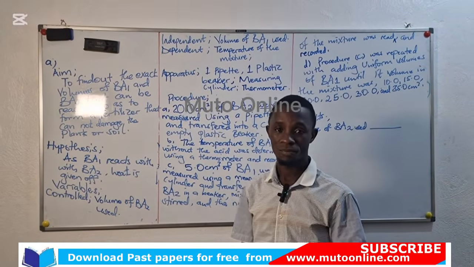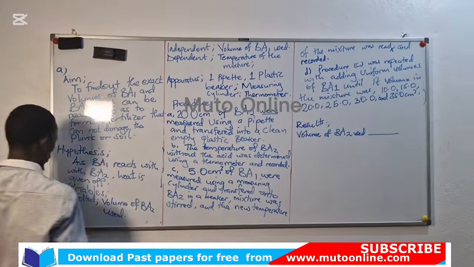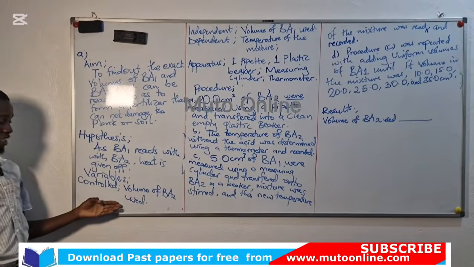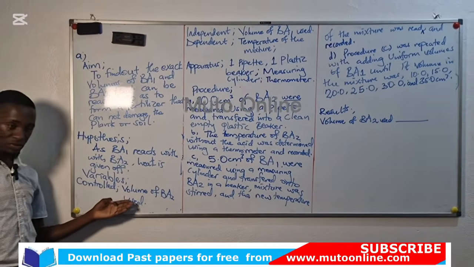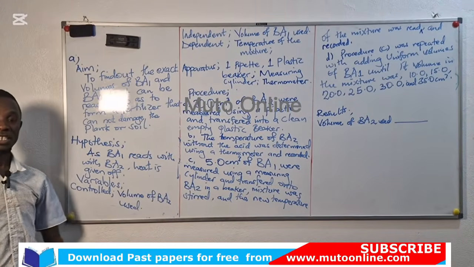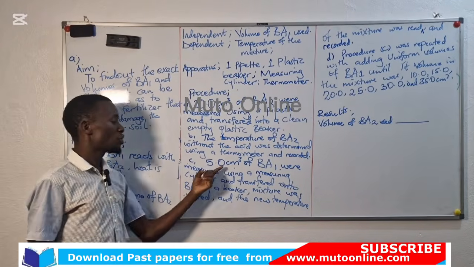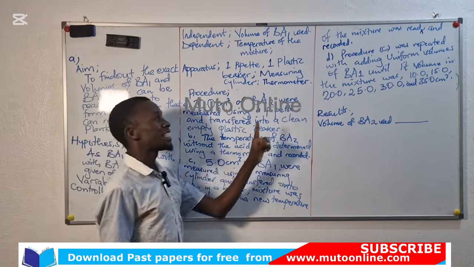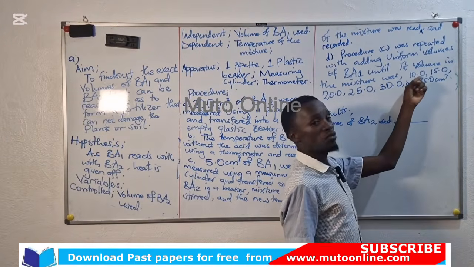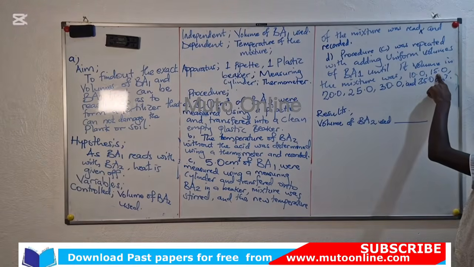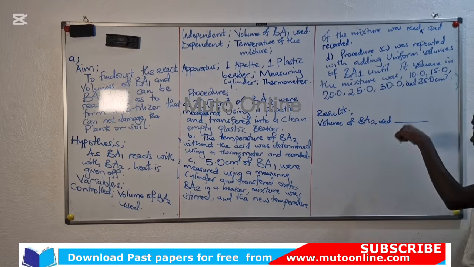Members, to make time not an independent variable, we may decide to make the time taken for each reading of temperature a controlled variable. To make sure that if we take 1 minute to read the value of temperature after adding 5 cubic centimeters of BA1, we take the same 1 minute for reading when we add more 5 to make it 10, like that, to make 15 cubic centimeters, to read the temperature.